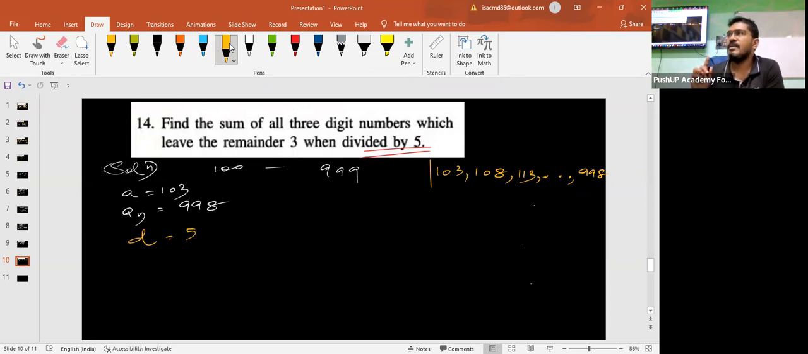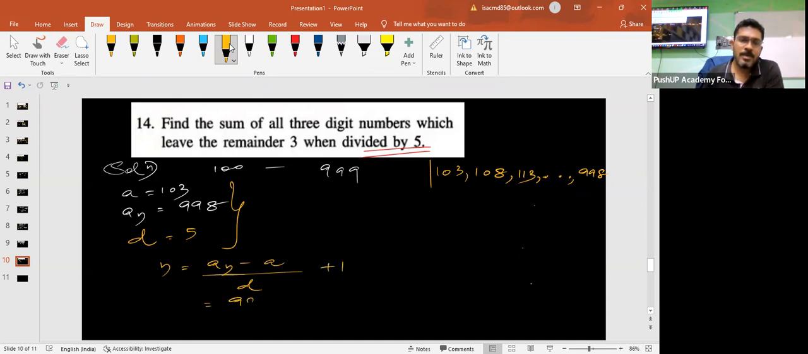Listen to this. You have the first term A, the last term AN, and the common difference D. Now we have to find the sum of all the three-digit numbers. The most essential thing is N, isn't it? So how will we find N? It is (AN minus A) divided by D, plus 1. So AN is 998, minus A which is 103, divided by the common difference 5, plus 1.